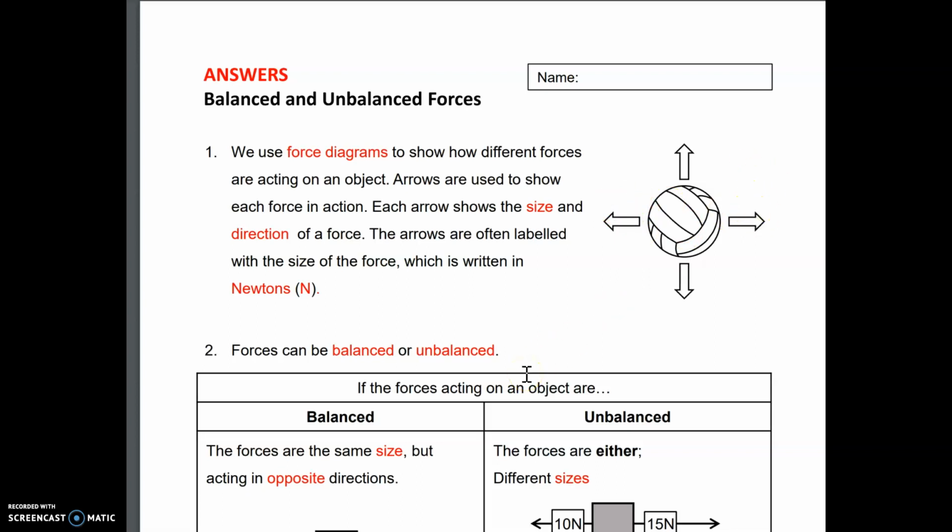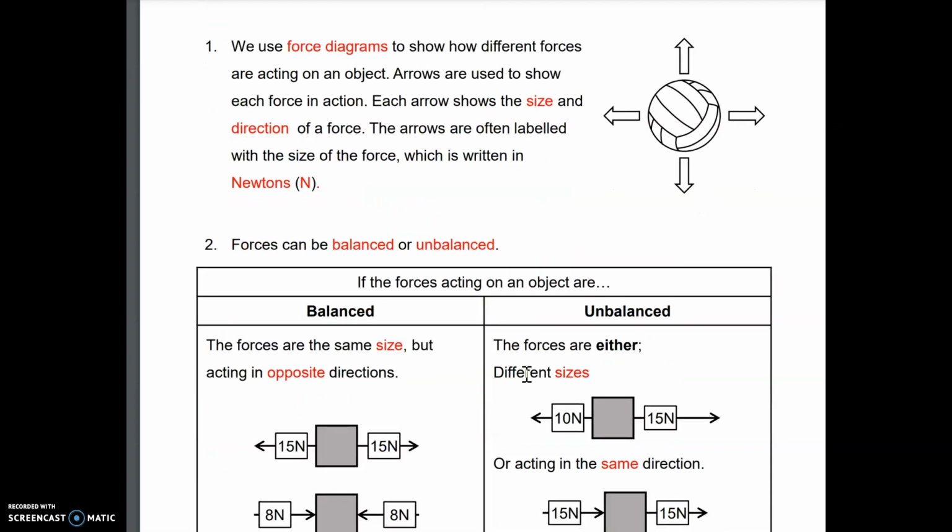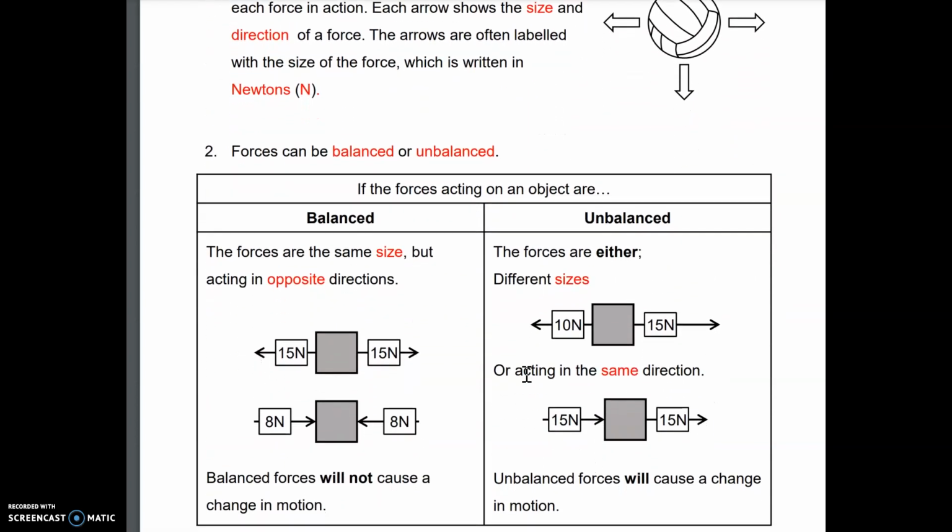Now remember, forces can be balanced or they can be unbalanced. Let's take a look here. Balanced forces are forces that are the same size but in opposite directions. And you can see two examples here. In this first example, we have a box that has 15 newtons pulling to the left and 15 newtons pulling to the right. They are equal and opposite, and so they cancel each other out. And this means that this box is not going anywhere.